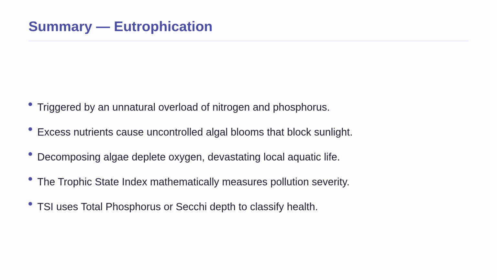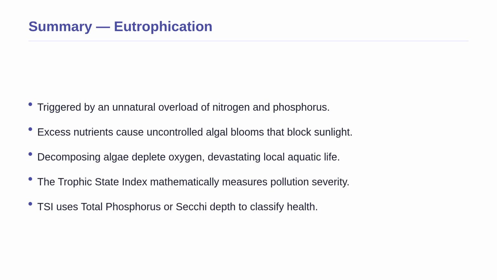We have covered a lot of ground today, so let us review our key takeaways. First, eutrophication is a destructive biological process triggered when aquatic ecosystems receive an unnatural overload of nutrients, specifically nitrogen and phosphorus. Second, this excess food causes algae to multiply uncontrollably, blocking sunlight and ultimately depleting the water of life-sustaining oxygen.